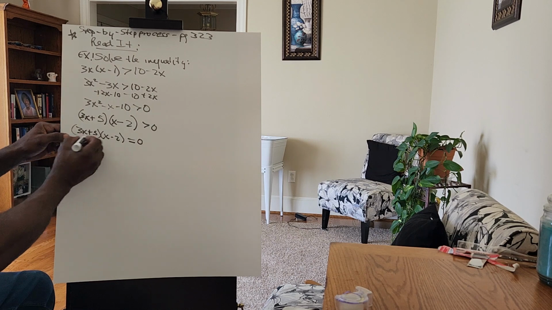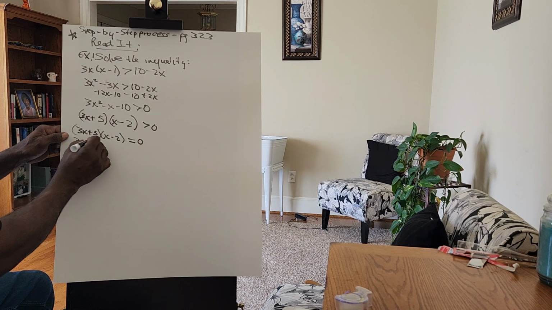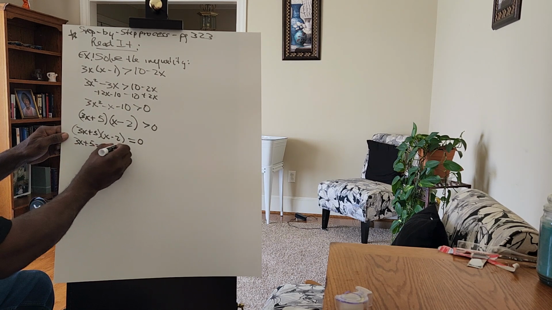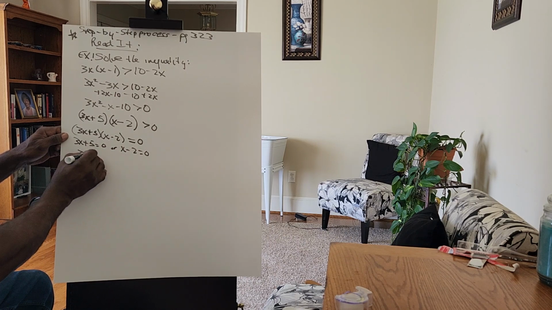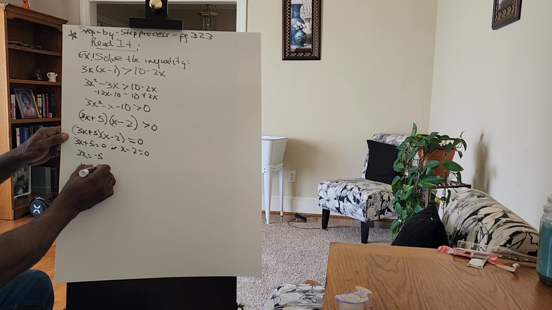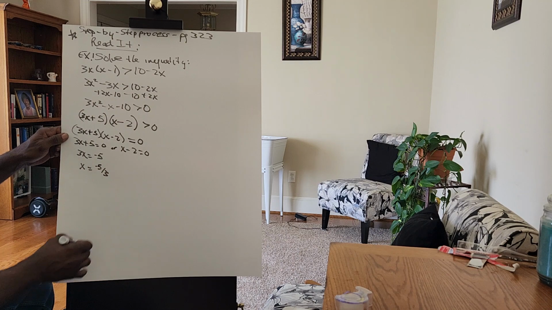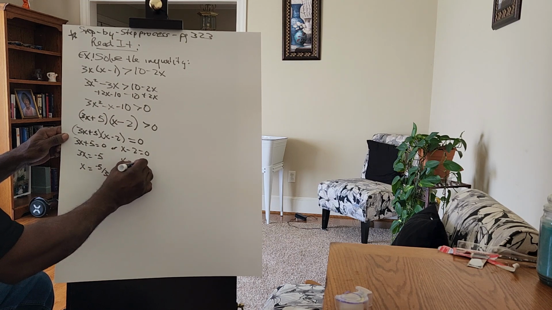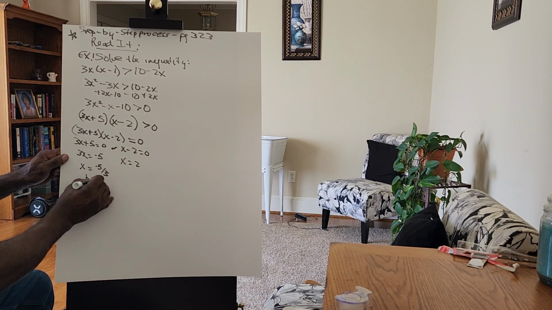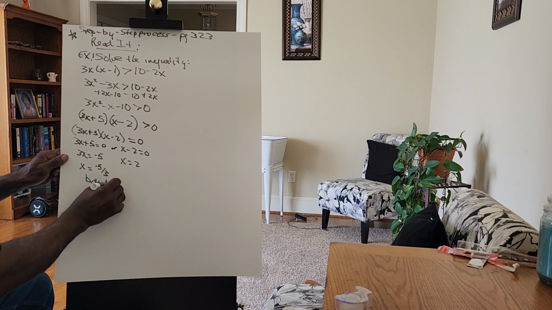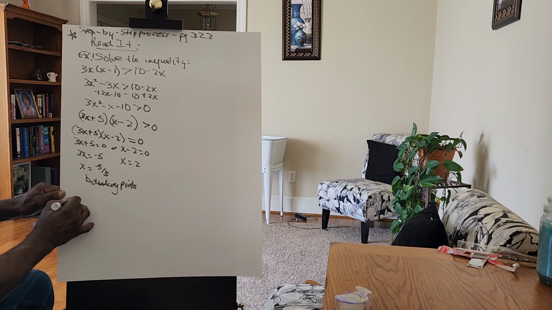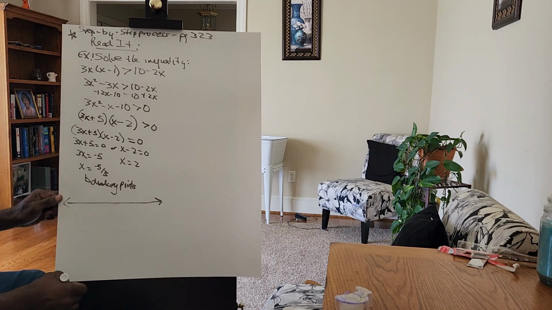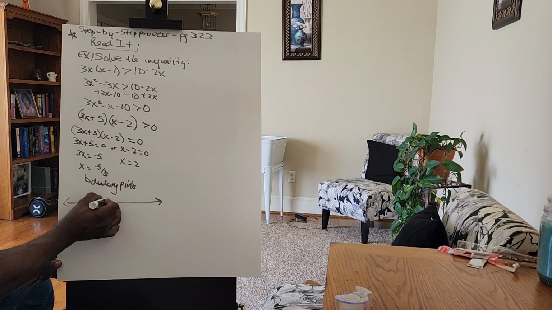So now, a product equal to 0 means either 3x plus 5 equals 0, or x minus 2 equals 0. Subtract 5 from both sides, divide by 3, you get x equals negative 5/3. Here you add 2 to both sides, x equals 2. These are called boundary points. And what these numbers do is they separate the real number line into intervals.